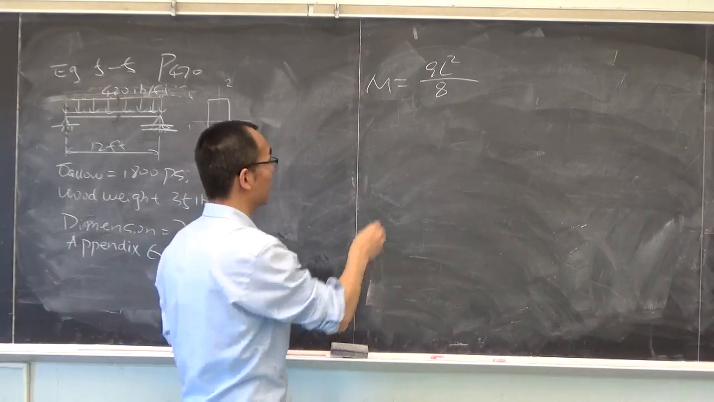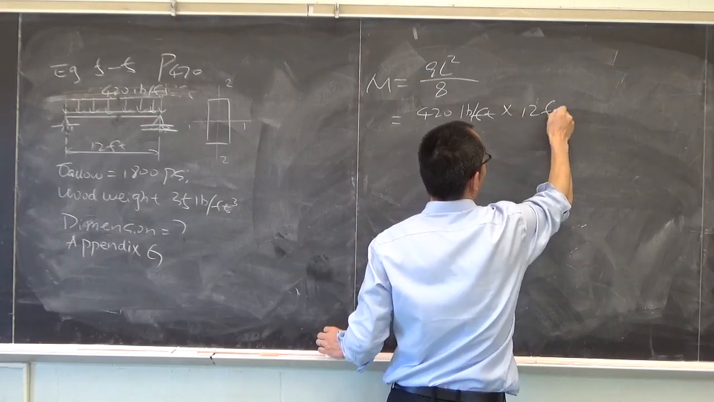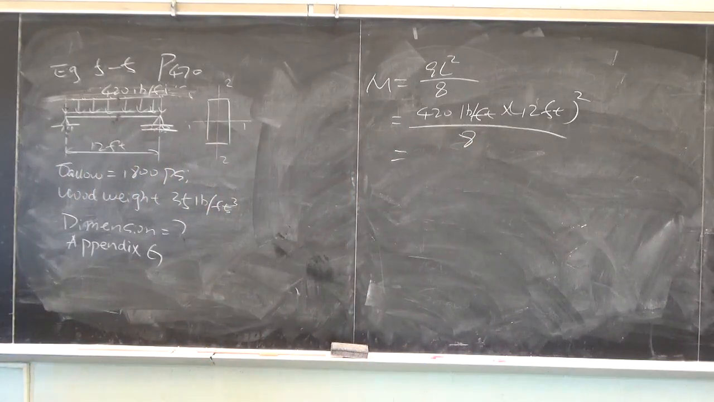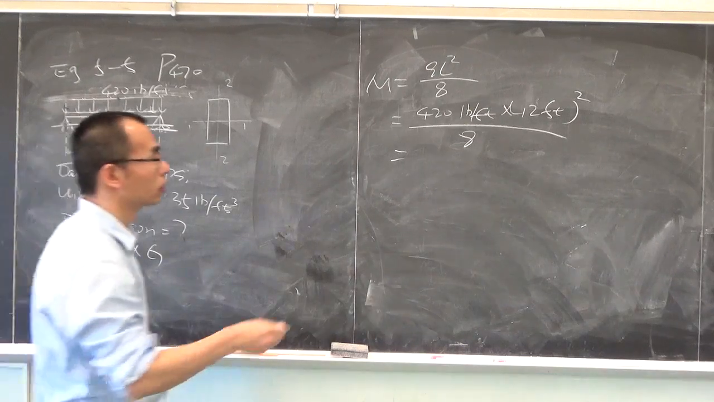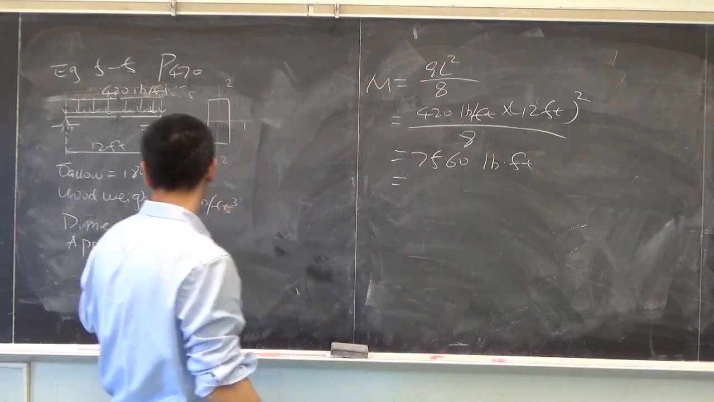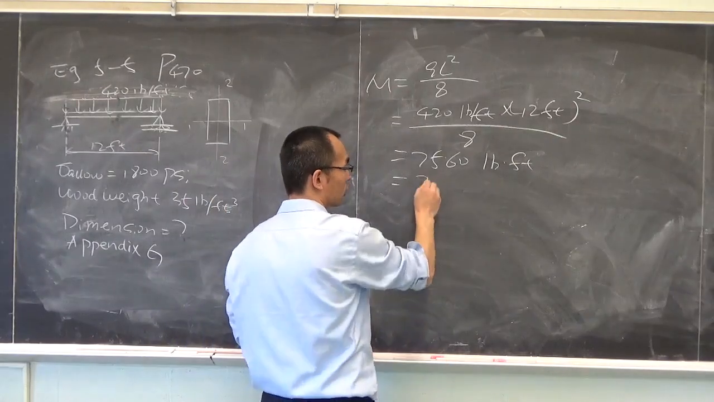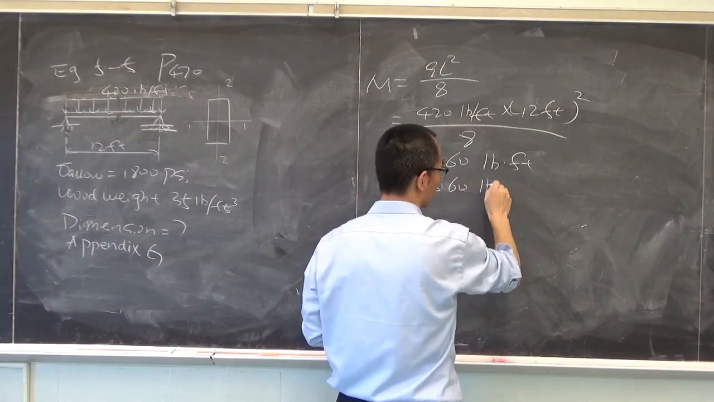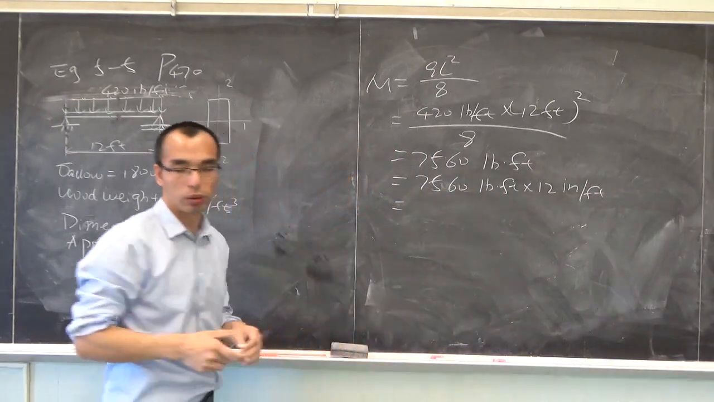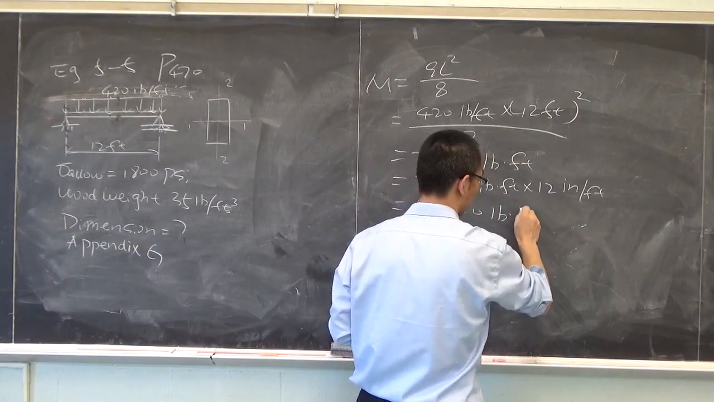Okay, so the maximum bending moment will be 420 pounds per foot, so this one will be 7560 pounds-feet. Okay, because you know the allowable normal stress is 1800 psi, right? So we need to convert into pound-inches. So this one will be equal to 90720.